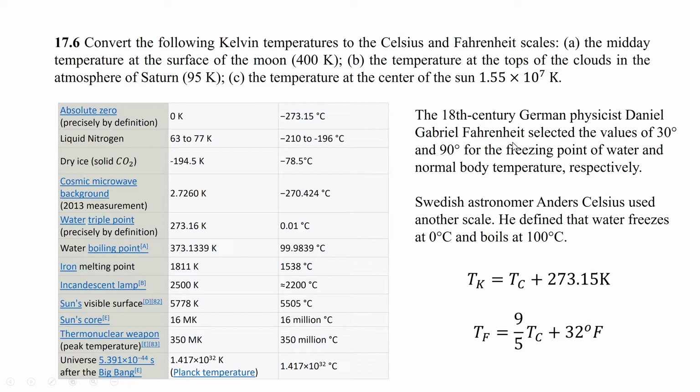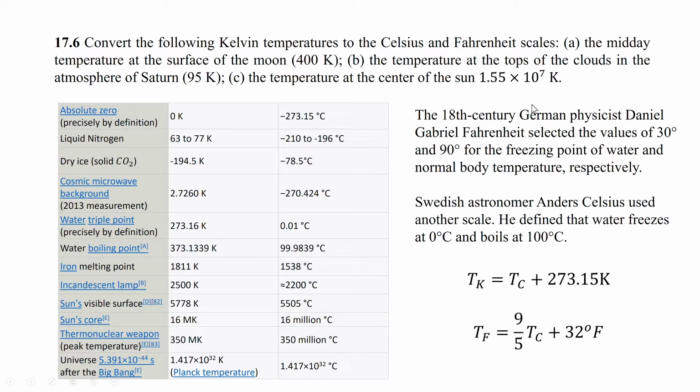And another physicist in Sweden, named Celsius, used another scale, and he defined the temperature in this way. He said the freezing point of water is 0, and the boiling point is 100, and people can divide the temperature from 0 to 100 linearly. Then we have another definition of the temperature.